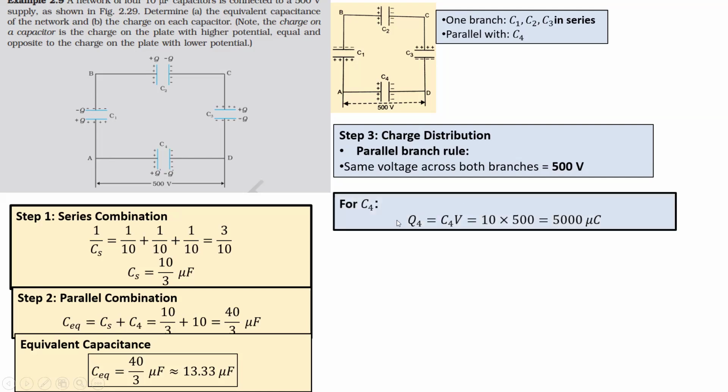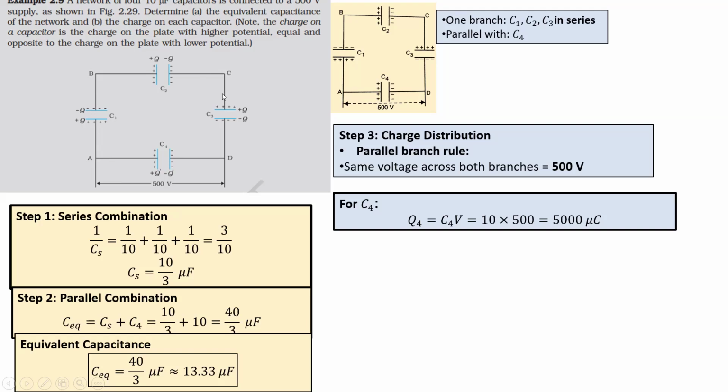So, charge across C4, Q equal to CV formula, Q across C4 equal to C4 into voltage. C4 value equal to 10 and voltage is 500, 10 into 500 that is 5000, because charge is in terms of micro coulomb, mu C. So, the charge across C4 is 5000 microcoulomb. Now, we have to find the charge across each and every capacitor.